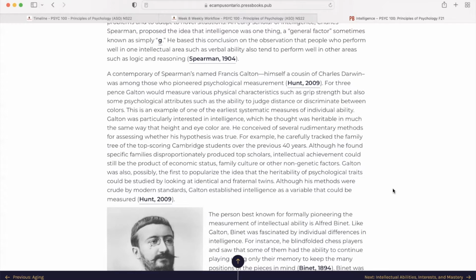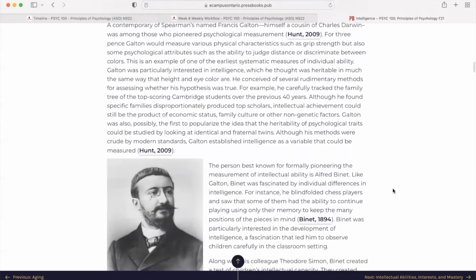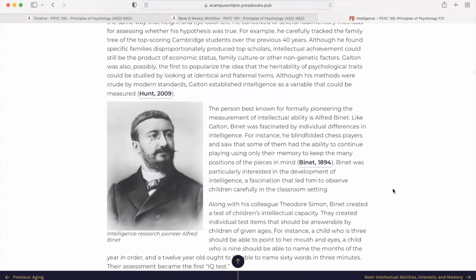Galton was also possibly the first to popularize the idea that heritability of psychological traits could be studied by looking at identical and fraternal twins. Although his methods were crude by modern standards, Galton established intelligence as a variable that could be measured.